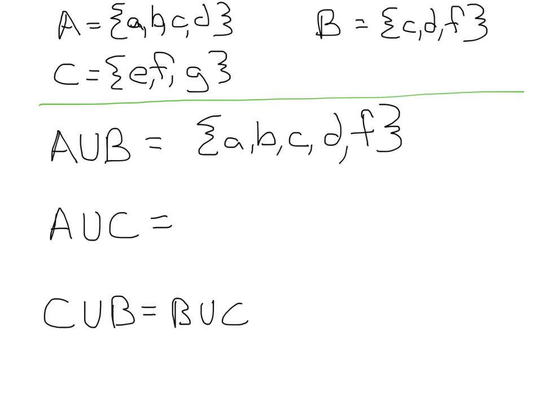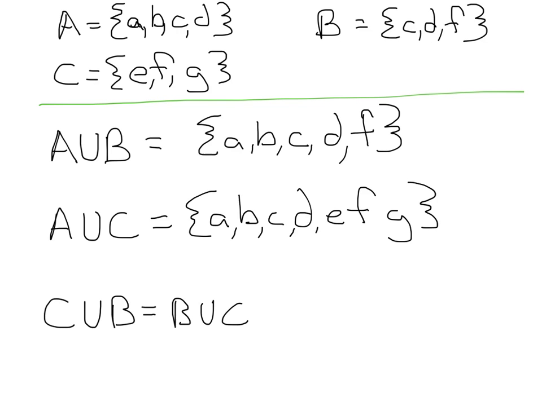A union C, we're going to get A, B, C, D, E, F, and G. By the way, these were the same A's, B's, and C's we had earlier. Same sets we had earlier. So A, B, C, D, E, F, G. As far as B union C goes, I'm going to write these in letter order.